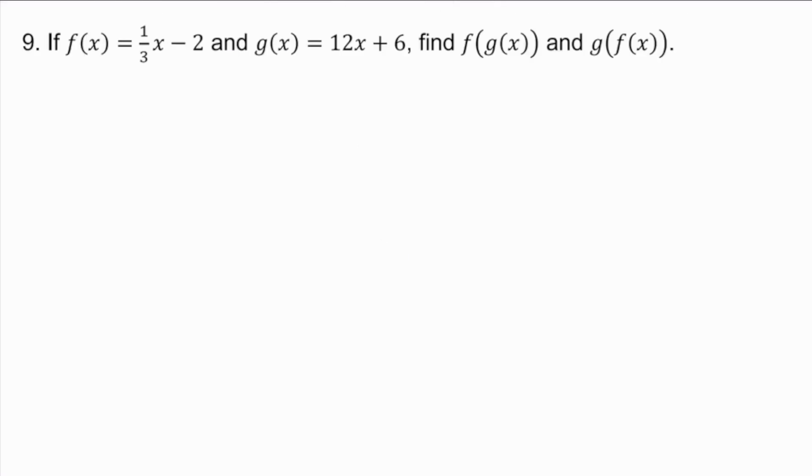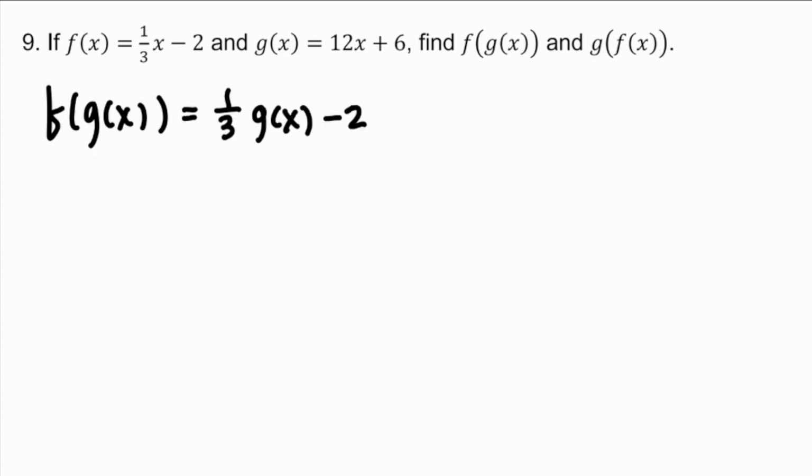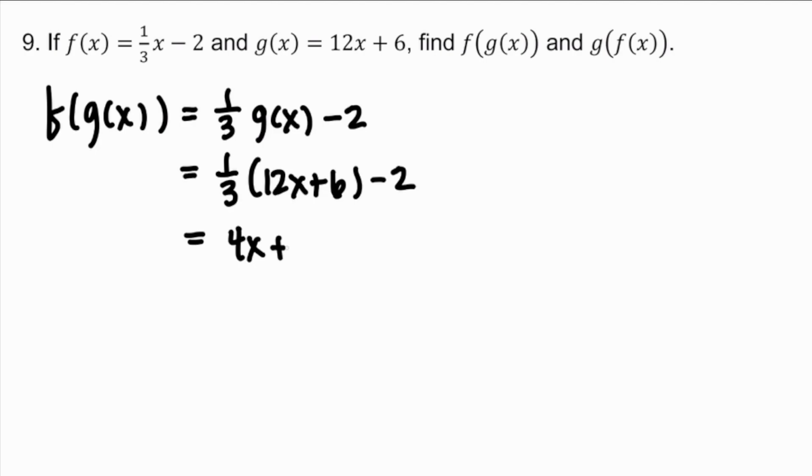Composition of functions. That's something the calculator's not going to help us with all that much, unless we have a computer algebra system that can just do it for us, but we're not going to do that. So f of g of x, wherever we're seeing x in the formula for f, we're replacing it with g of x. So that's 1/3 of g of x minus 2. And g of x is 12x plus 6, so that's 1/3 of 12x plus 6, subtract 2. Distribute the 1/3 over the 12x and the plus 6. And then I'm going to get 4x.